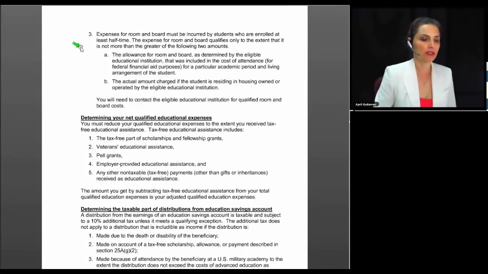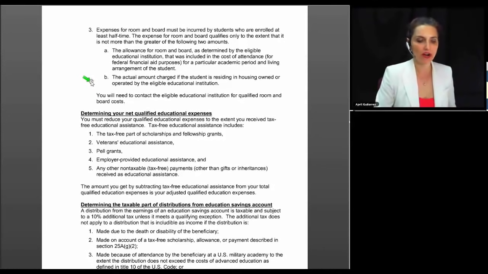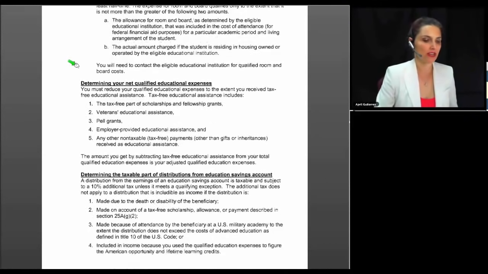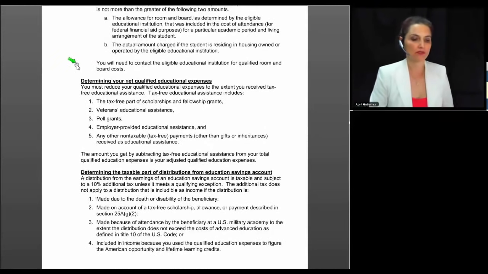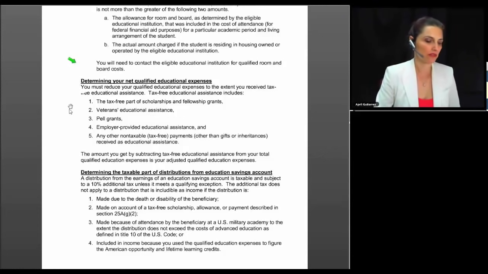Also includable are expenses for room and board, but these must be incurred by students who are enrolled at least half-time. The expense for room and board qualifies only to the extent that it is not more than the greater of the following two amounts. Firstly, A, the allowance for room and board as determined by the eligible educational institution that was included in the cost of attendance for federal financial aid purposes for a particular academic period and living arrangement for that student, or B, the actual amount charged if the student is residing in housing owned or operated by that eligible educational institution. You will need to contact the eligible educational institution for qualified room and board costs. They should be able to tell you what those are.